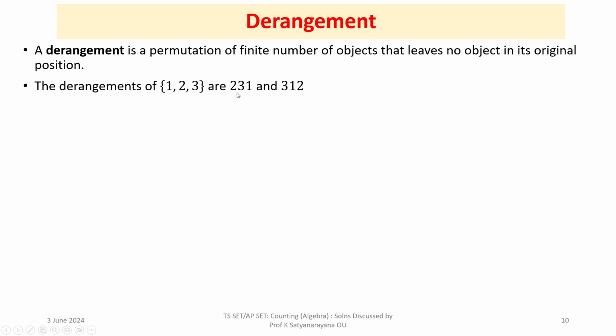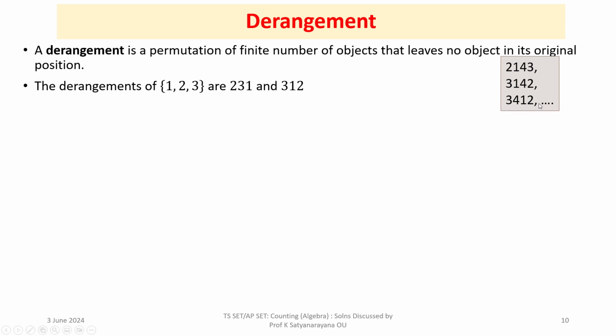If we denote the number of derangements on n letters by dn, then d3 is 2. And suppose you talk about 4 letters. 2, 1, 4, 3 is a derangement because first place 2, second place 1, third place 4, fourth place 3. So no element is in its original position. So also 3, 1, 4, 2. Yes. And 3, 4, 1, 2.